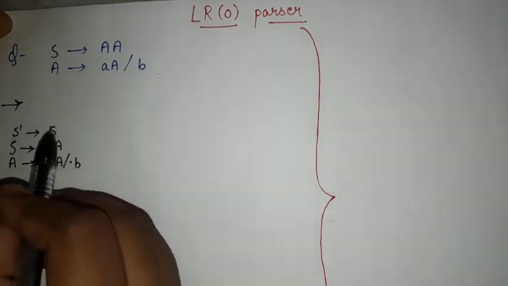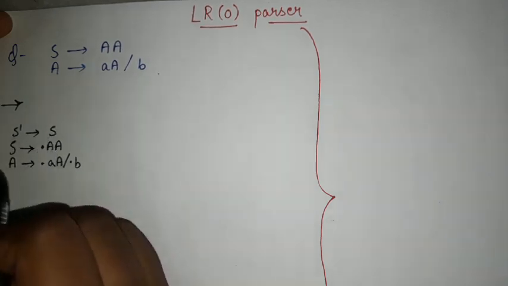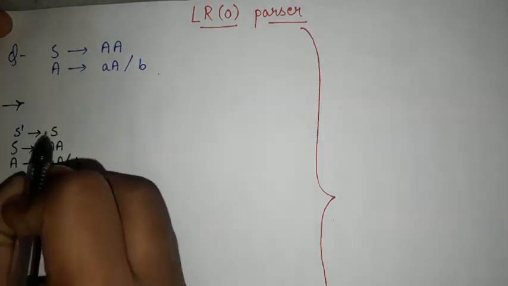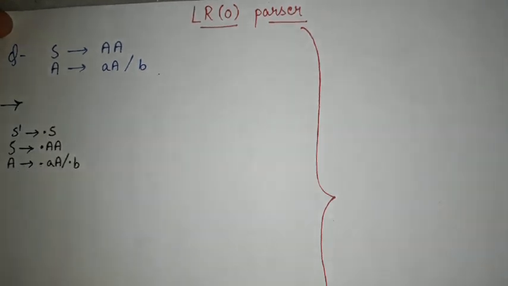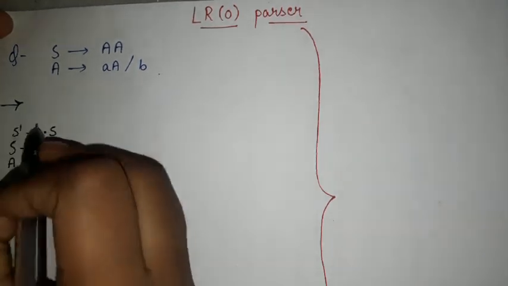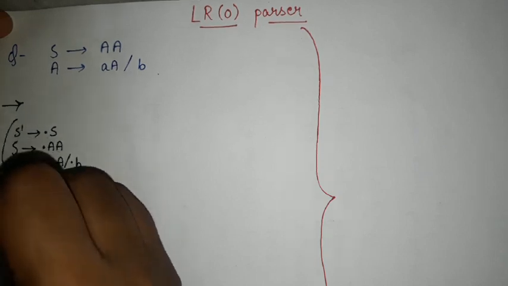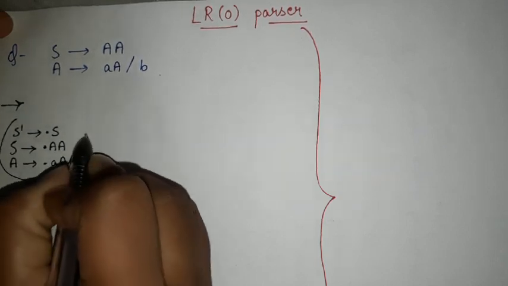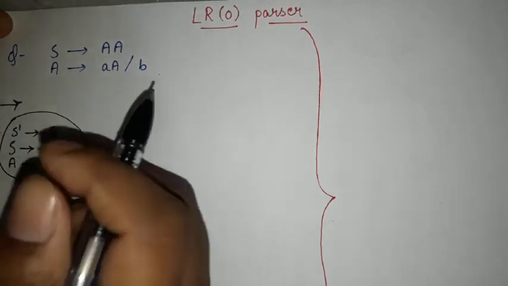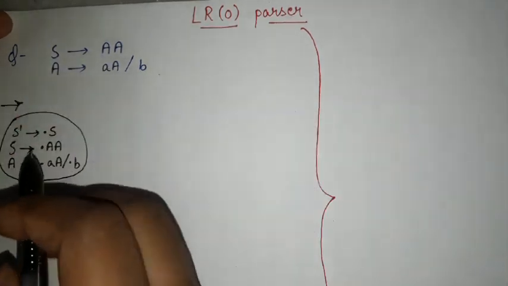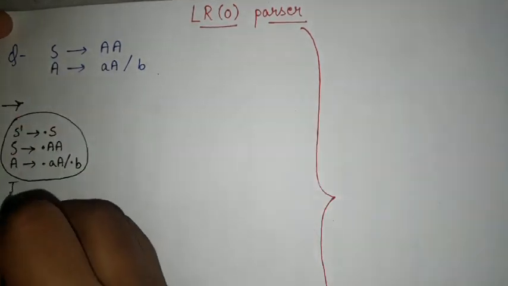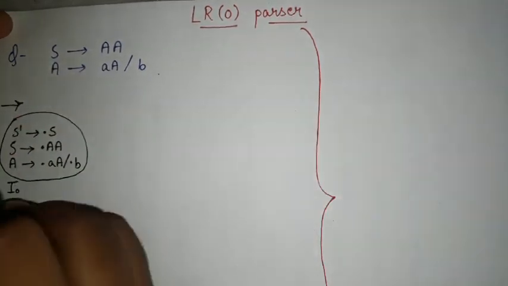Now again S dash is the starting symbol, and it is also yet to be visited because we are just starting. So here also I have to put one dot. So S dash gives dot S. Now this I got is known as one state. In this case we will work step by step. This is known as the first state. I will name it as I0.